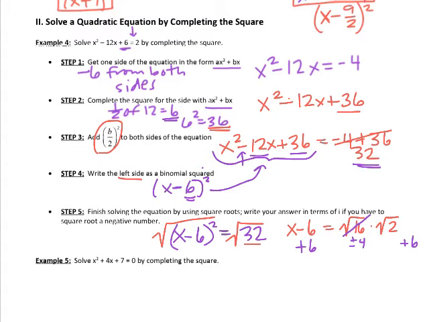To clean this up a little bit, this is gone. I just have my x over here. And to clean up the right side, I'm going to have 6 plus or minus 4 root 2. I wasn't able to do anything with the root 2, and the 4 came from the square root of 16. So there's our final answer.